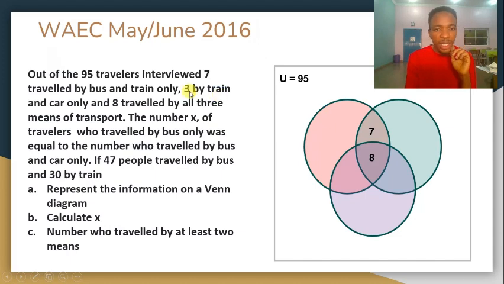Then they said 3 by train and car. This is my circle for car and this is my circle for train. So 3 by train and car only. They said only, so we put the 3 there, exactly the way it was said.